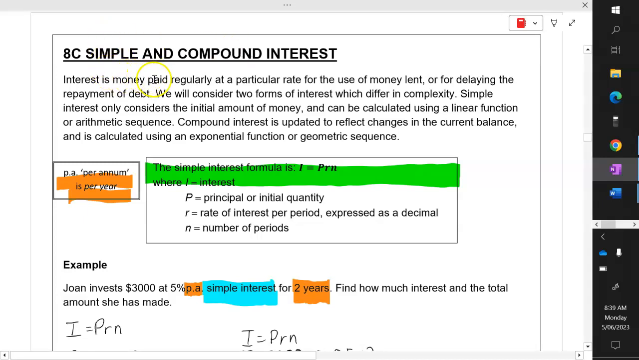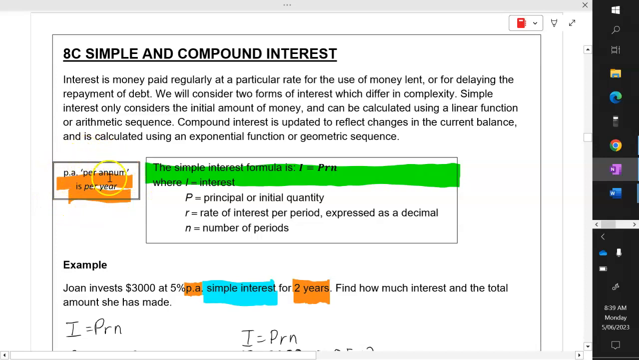So interest is money that is paid regularly at a particular rate for the use of money lent or for delaying the repayment of debt. And we're going to consider two forms. The simple interest only considers the initial amount of money and can be calculated using a linear function or arithmetic sequence, and the compound interest is updated to reflect changes in the current balance and is calculated using an exponential or geometric function series.